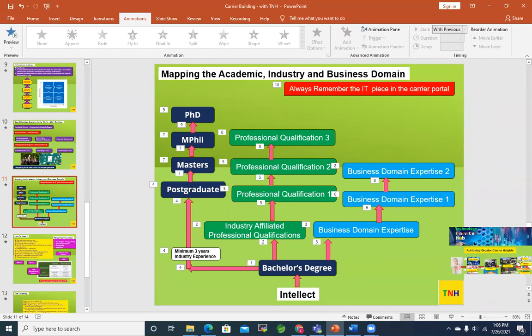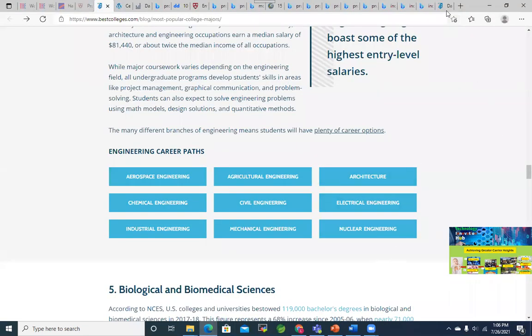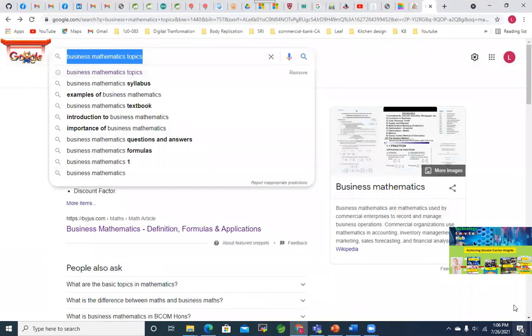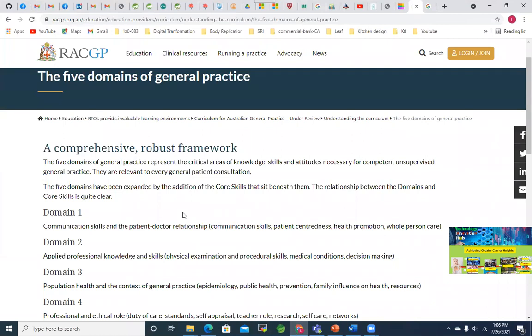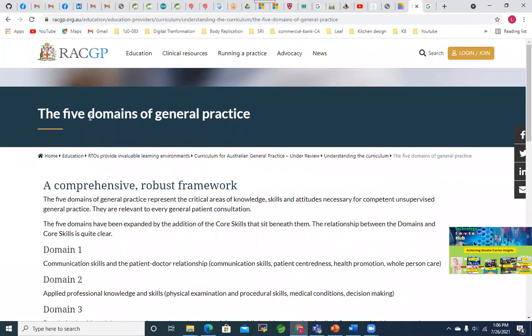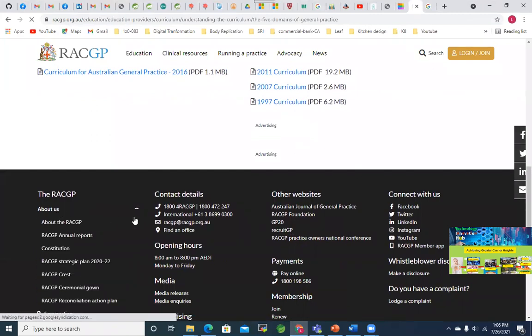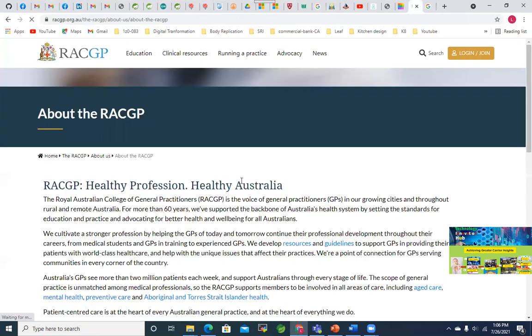For the medical side, for example, if I go here, we have something called this. This is the RACGP, right? 5 domains for general practice. So this is from Australia, I think. If I check the About Us page to see where they are from, RACGP, the Royal Australian College of General Practitioners: healthy profession, healthy Australia.